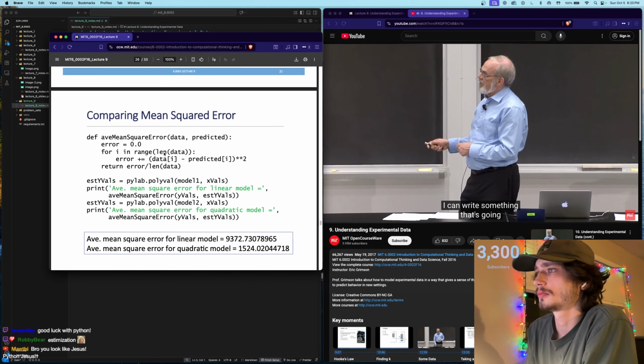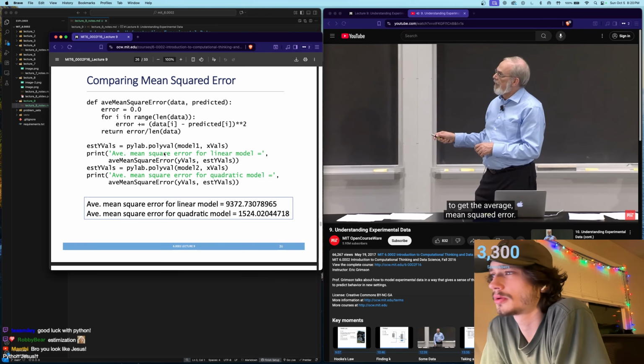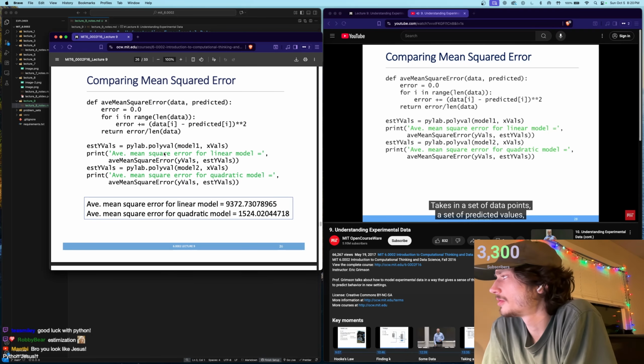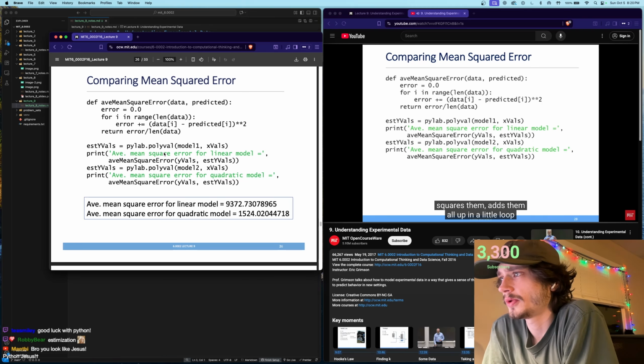I can write something that's going to get the average mean squared error. Takes in a set of data points, a set of predicted values. Error is 0. For i in a range of the length of data, it simply measures the difference between them, squares them, adds them all up in a little loop here, and returns that divided by the number of samples I have. So it gives me the average squared error.